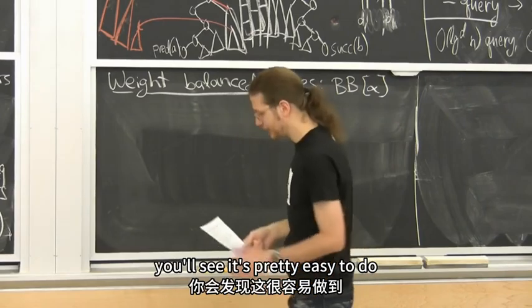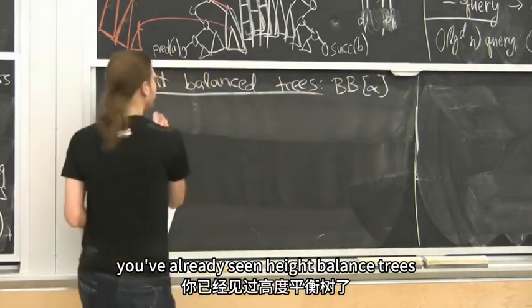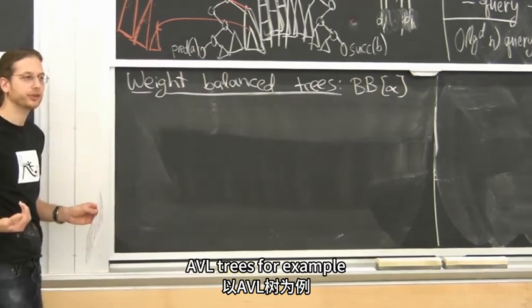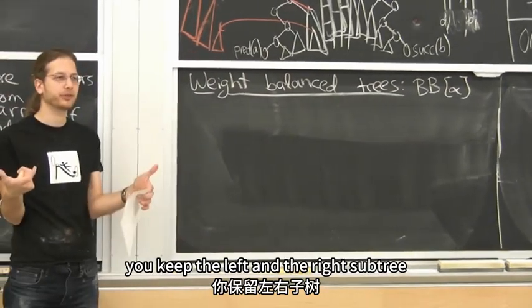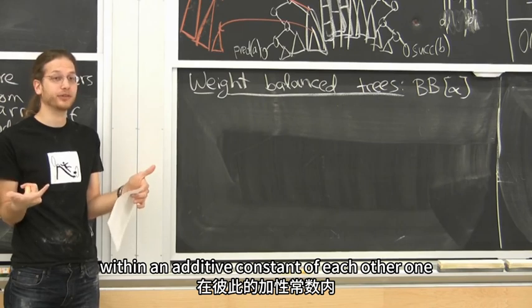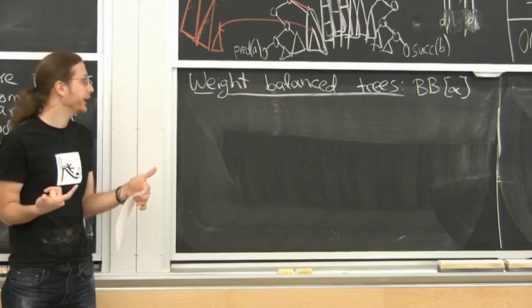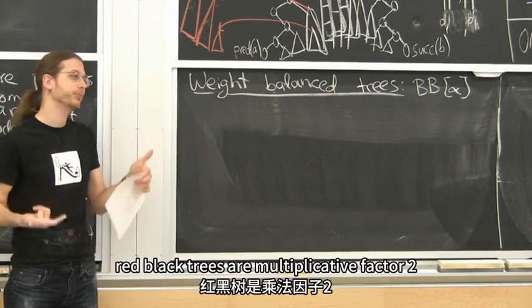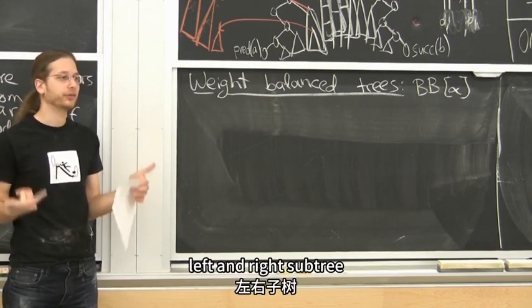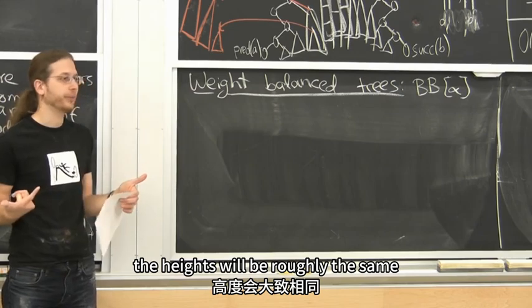You'll see, it's pretty easy to do. You've already seen height balance trees. AVL trees, for example, you keep the left and the right subtree so that you want their height to be within an additive constant of each other, 1. Red-black trees are multiplicative factor 2. Left and right subtree, the heights will be roughly the same.